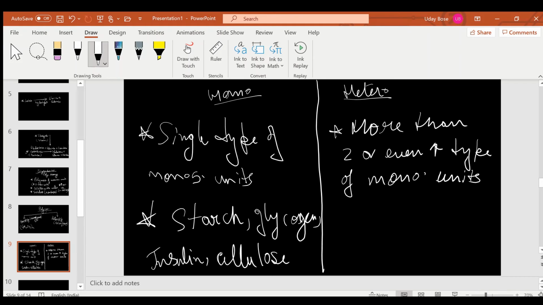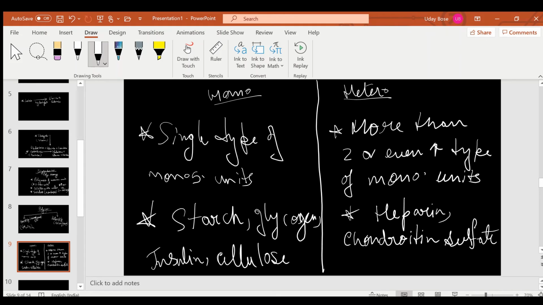And in heteropolysaccharide, I can mention heparin, then chondroitin, and chondroitin sulfate, and many more examples.